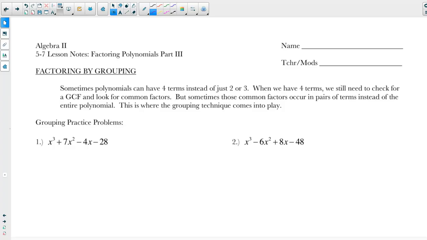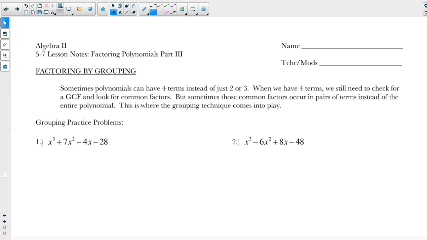So factor by grouping comes when you have 4 terms. Your highest term is typically a cubic. That's what we're going to use it for. But if I have 4 terms and it's a cubic, I can try factor by grouping. And the reason being is if I factor by grouping, I don't have to do synthetic or long division to find the other factor. I could just do this.